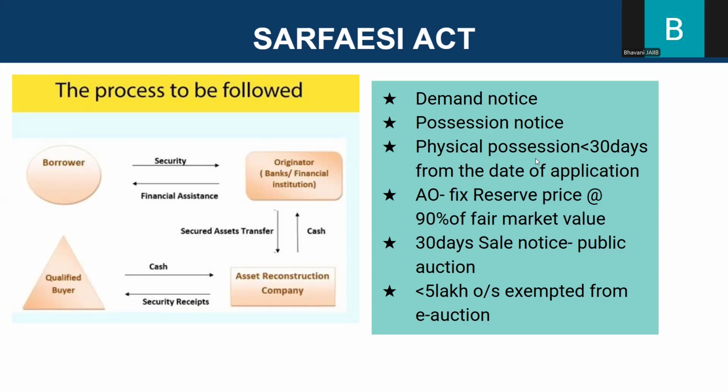Physical possession has to be taken within 30 days from the date of application. Auction has to be done in the form of electronic auction. The AO will fix the reserve price at 90% of the fair market value, and 30 days sale notice will be given and a public auction will be made. If the book outstanding at the time of auction is less than 5 lakhs, then e-auction need not be made. But then a normal auction can be made. Okay. So this is about the SARFAESI Act.